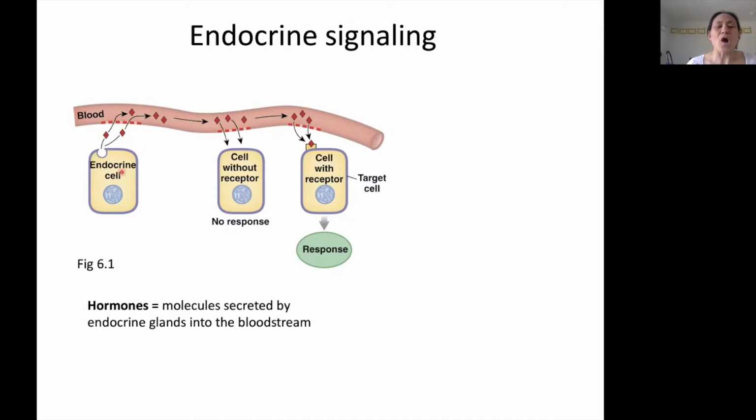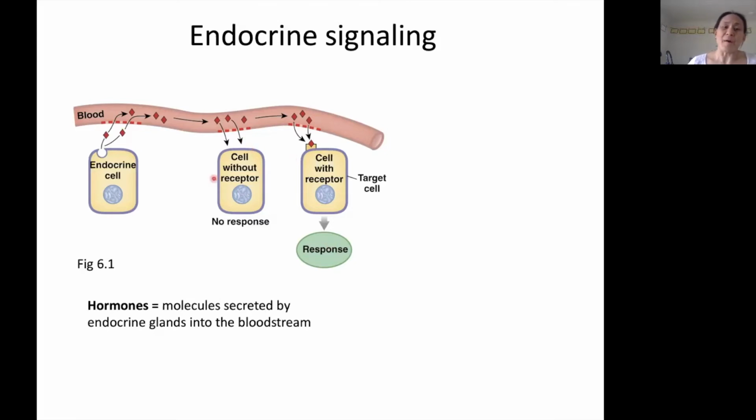Those cells are going to secrete these signaling molecules, these hormones, which are shown as the little red diamonds here. Those go into the bloodstream, and then those signaling molecules are carried to the other cells in the body, okay? Some cells have receptors that allow them to detect that signaling molecule, that hormone. And when a cell detects that hormone, that will lead to some kind of response within that cell.